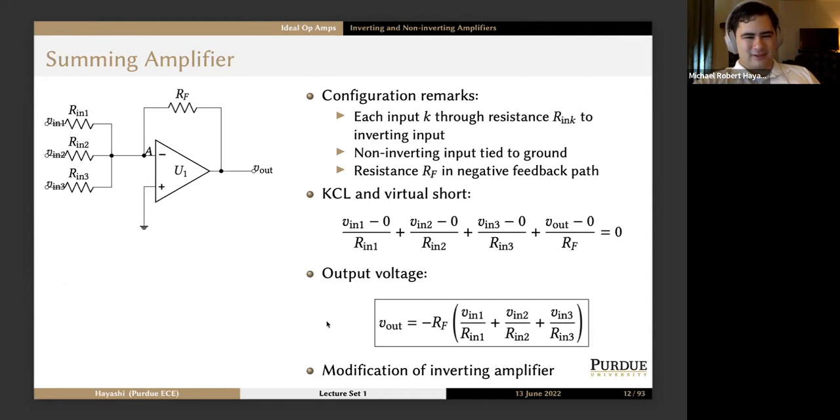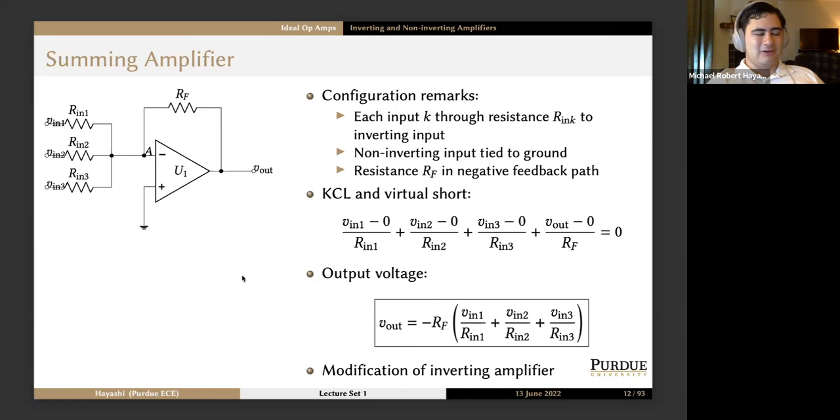Do all of the same math again. You get V out as negative Rf times the scaled sum of your input voltages. So this is just a modification of the inverting amplifier to take more inputs in. And suddenly we're able to do addition with signals. This is kind of a big deal.